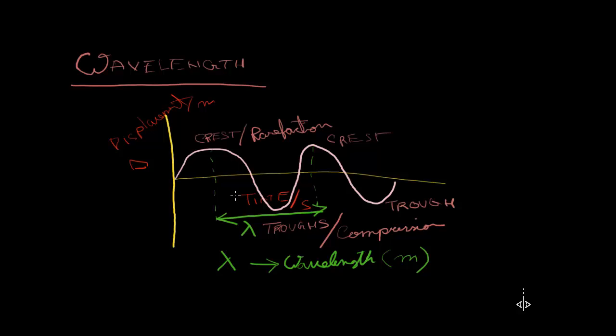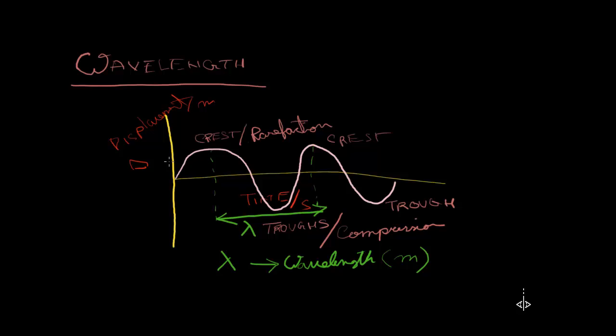The displacement time graph for both the longitudinal wave and the transverse wave is going to be the same, because the displacement of the particle changes in the same way in both the waves. The only difference is in the direction of the displacement of the particle and the direction of the wave motion. Now the trough to trough distance will also give us the wavelength.